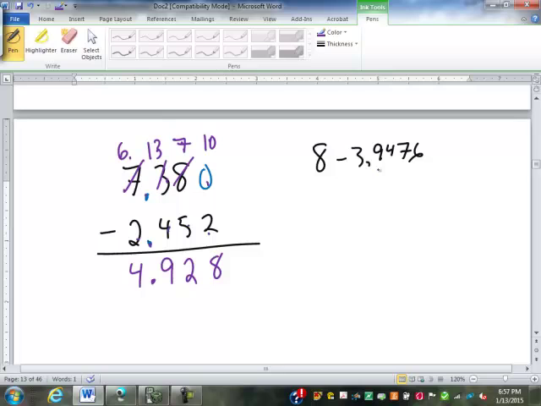So I have 8 minus 3.9476. Where's the decimal point on the 8? Right at the end of it. So that's what we have to line up. Obviously here we have several zeros that we have to fill in. Four of them, in fact.